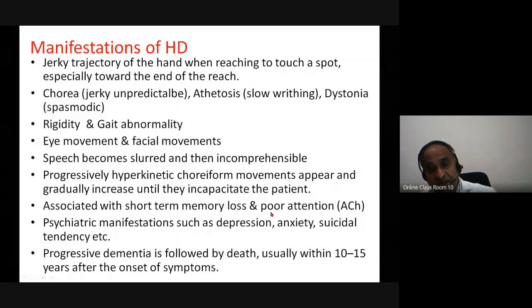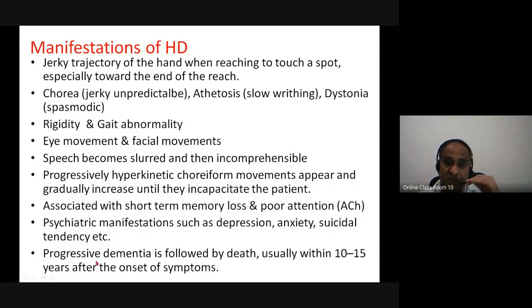Then there is a loss of cholinergic neurons. These cholinergic neurons are necessary for short-term memory and other learning or cognitive abilities. So this is associated with loss of short-term memory and poor attention, which sets on to dementia. These patients will also manifest depression, anxiety, and suicidal tendencies.